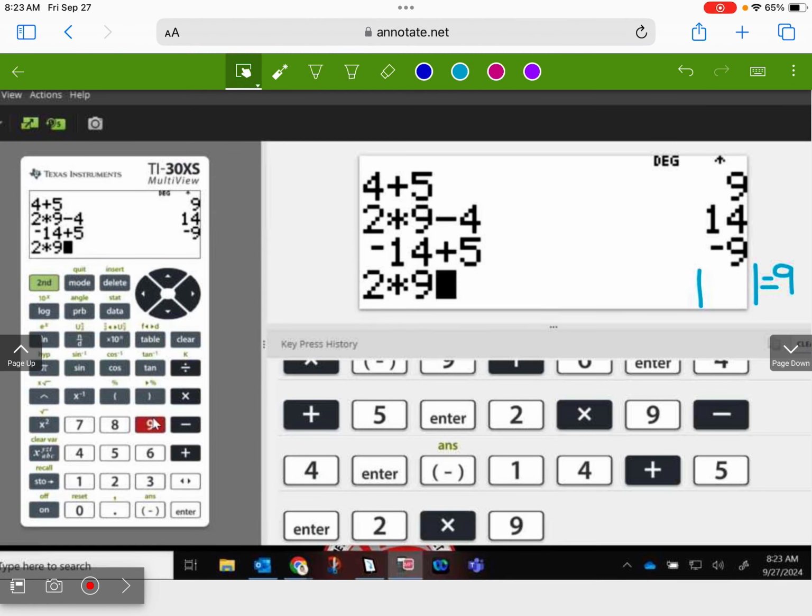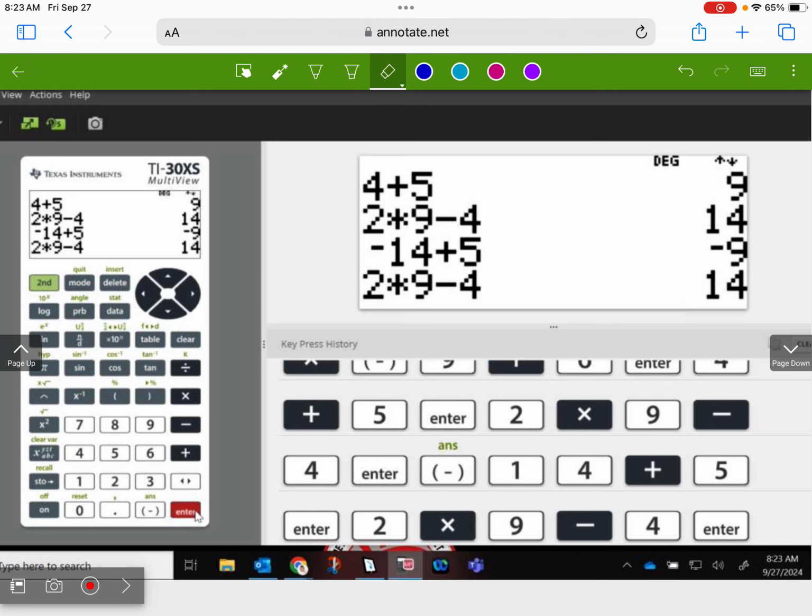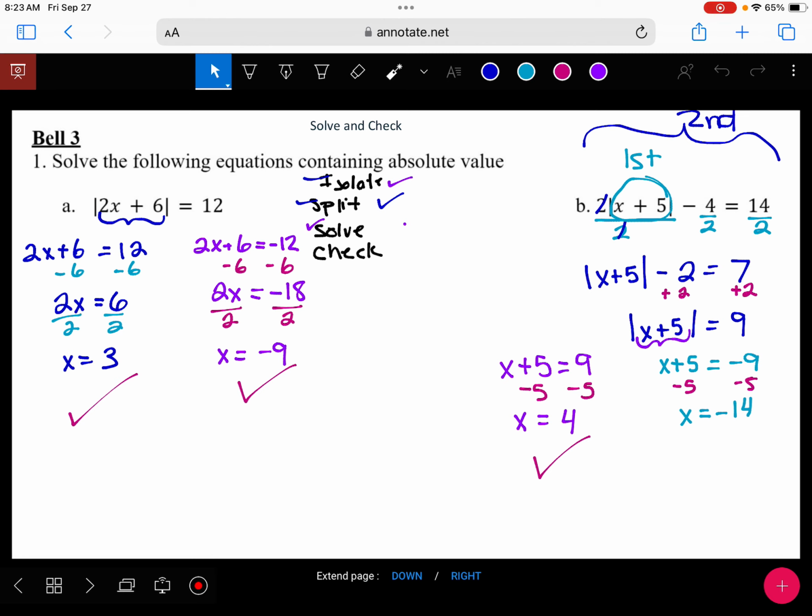So we're going to have 2 times 9 minus 4. So that one also equals 14, which is exactly what we wanted it to equal. So this one also checks.